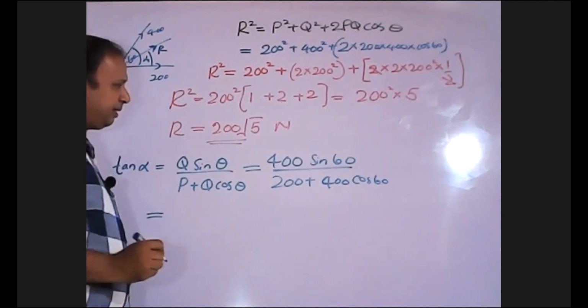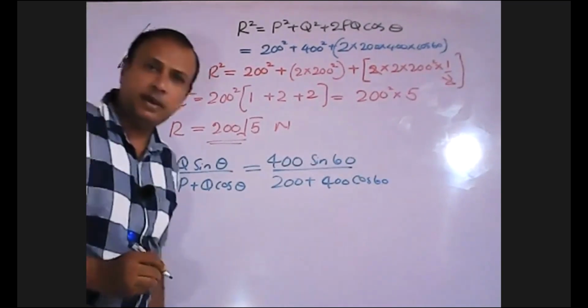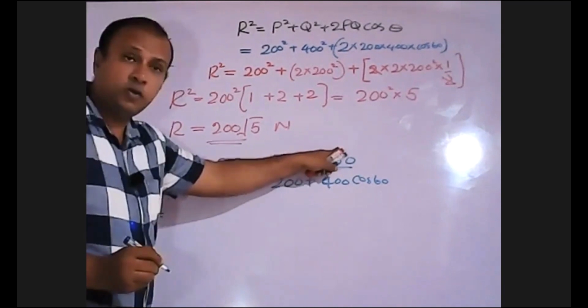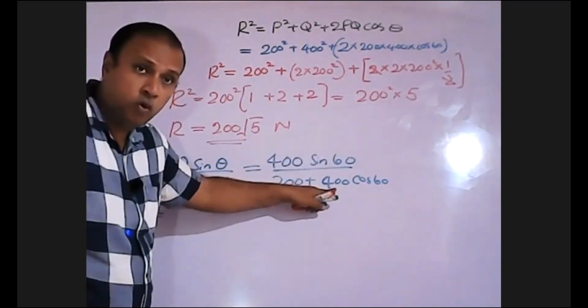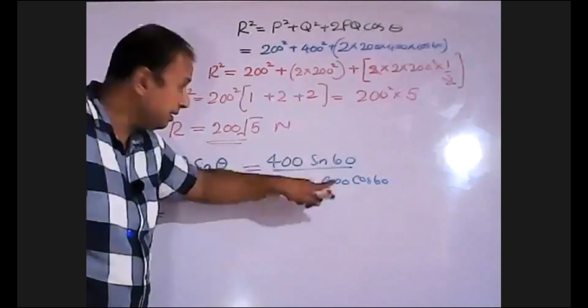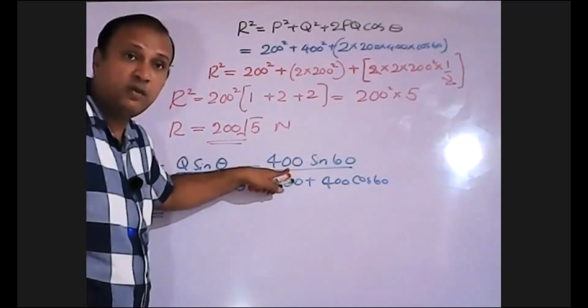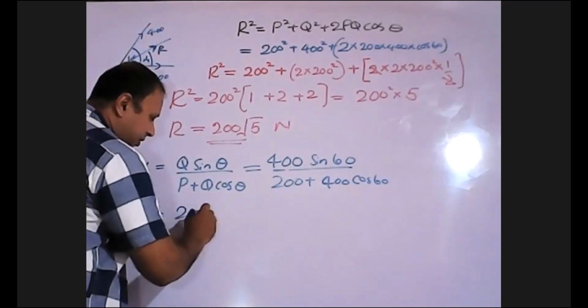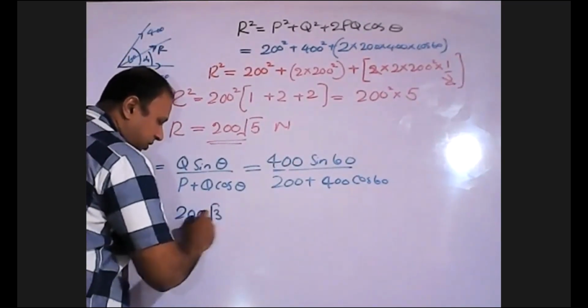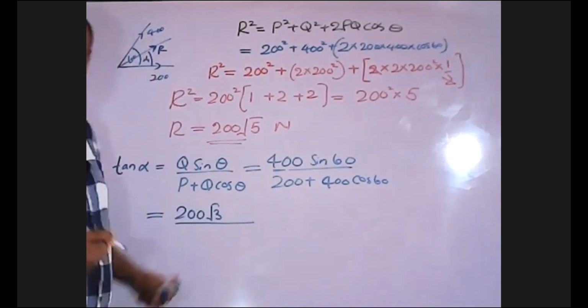You can do the simplification at once, okay? This sine 60 is equal to root 3 over 2. Root 3 over 2 means there is a 2 at the denominator. Therefore, that 2 will be cancelled out with 400. Therefore, I can write it as 200 root 3.